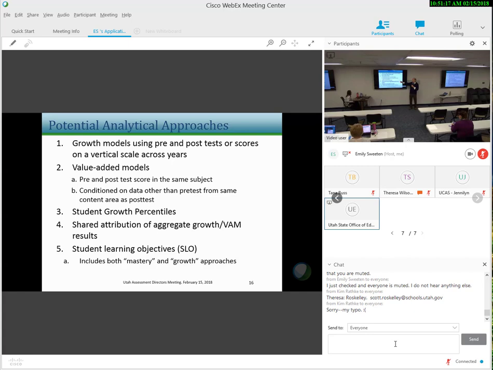Student growth percentiles. Many of you are familiar with student growth percentiles. We'll still talk about them, though. They can be used. Some people are doing this shared attribution. I don't spend a lot of time talking about this. This is the case where I have my SAGE results, and I have the student growth percentiles from SAGE results for language arts and math, and I'm going to say that everybody in the school shares in these.